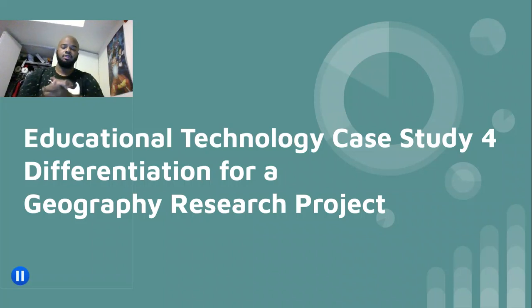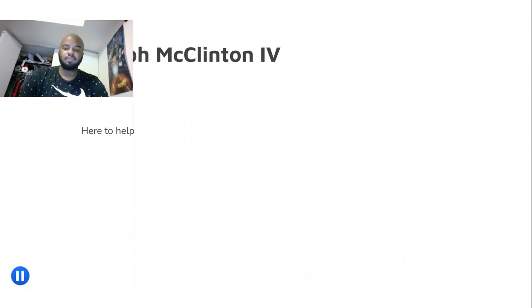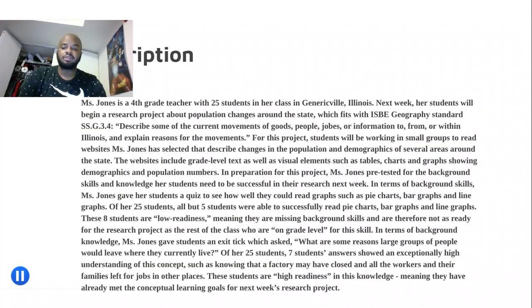But duty calls. So, educational technology case study number 4: differentiation for a geography research project. So, once again, Joseph McClinton the fourth here to help. Also, the description. Miss Jones is a fourth grade teacher with 25 students in her class in Genericville, Illinois.